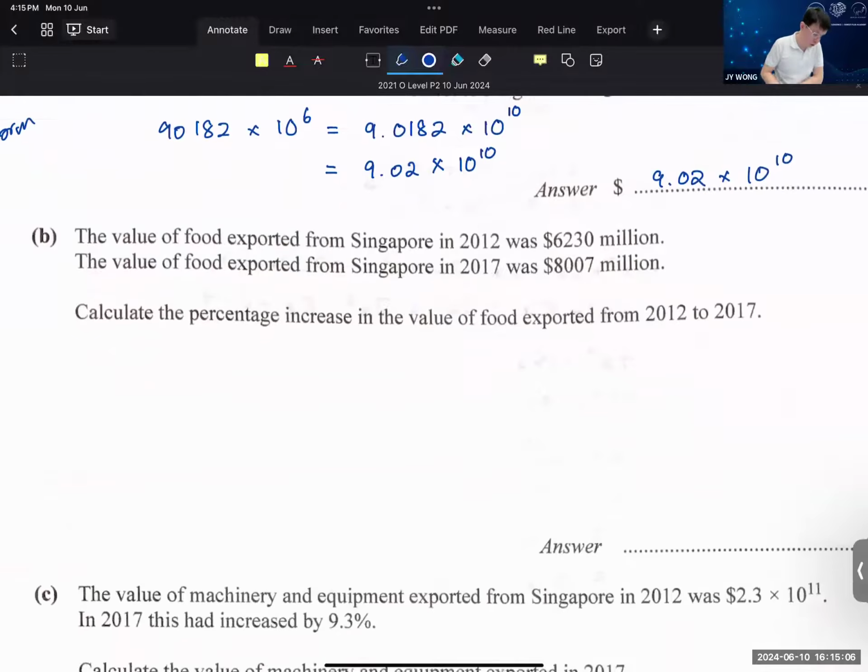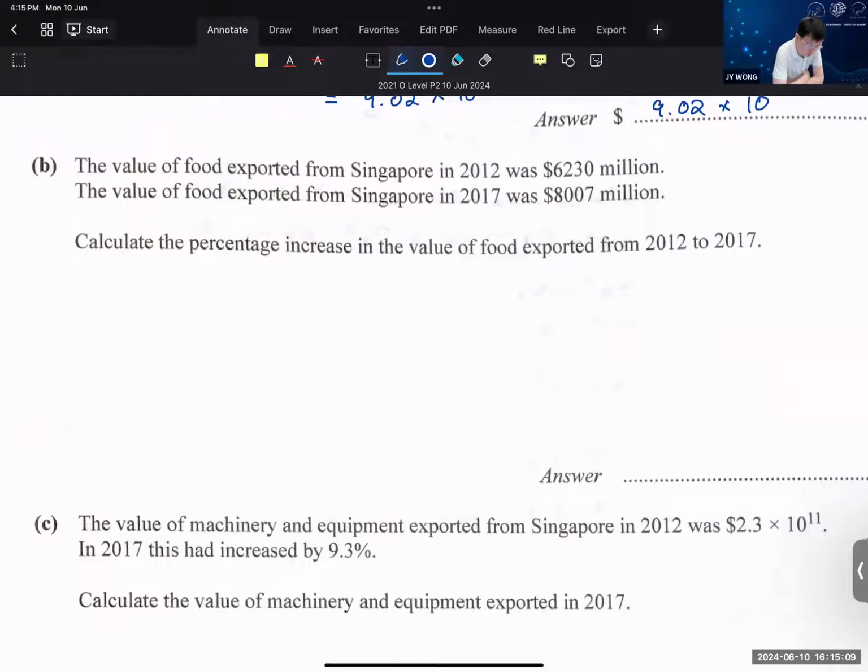The value of food exported from Singapore was 6,230 million. The value of food exported from Singapore in 2017 was 8,007 million. Calculate the percentage increase in the value of food exported. You can convert it to standard form or you can not convert it to standard form. But one thing to take note is that if this is in million, technically the million will just cancel out if you think about it. So actually the million will just cancel out. You could just use 8,007 and 6,230 while ignoring the million.